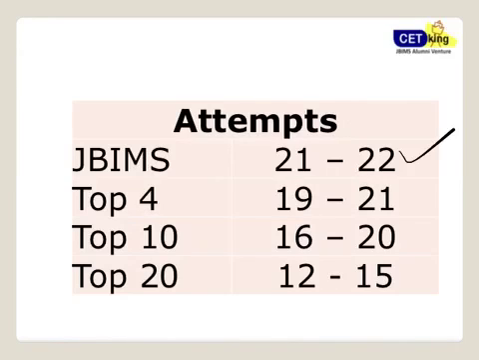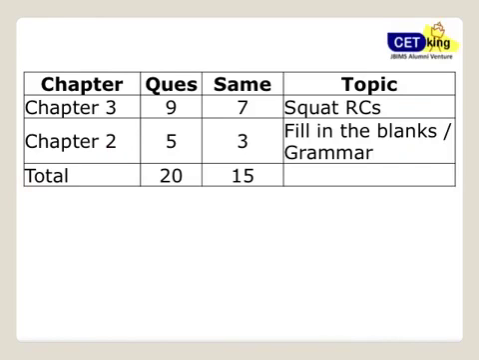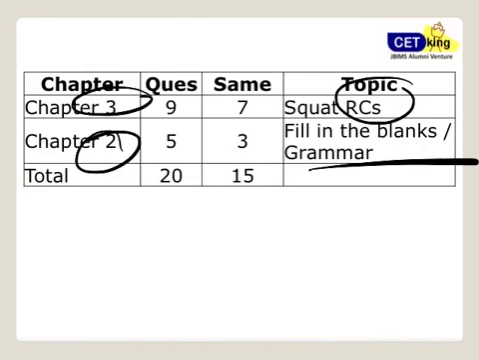Attempt 21 to 22, 19, 21. So that's your motamoti attempt we have to do for JB. Alright, if you have some time remaining with you, please do only 2 chapters from CMATking orange books. That is chapter number 3, which is all the RCs, and chapter number 2 for the grammar and fill in the blanks. So these 2 topics will cover up 20 questions.